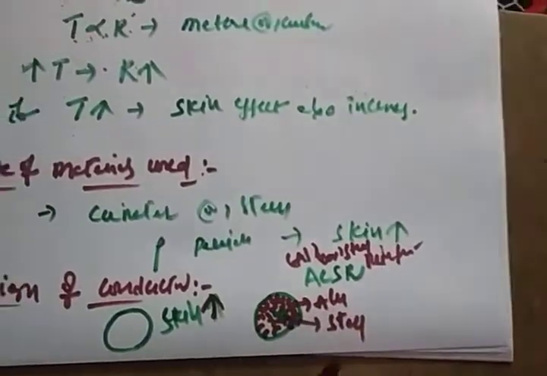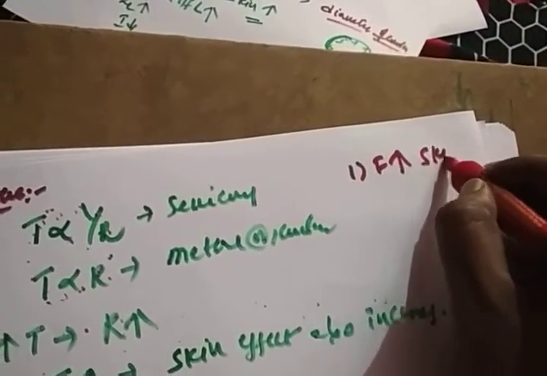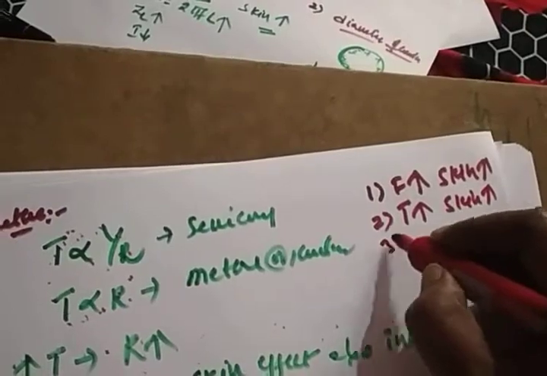So these are the factors that affect the skin effect. The first factor is the frequency. If the frequency increases, your skin effect also increases. The second factor is temperature. If the temperature increases, your skin effect also increases. The third factor is diameter. If the diameter increases, your skin effect also increases. And the fourth one is the type of material, its resistivity.